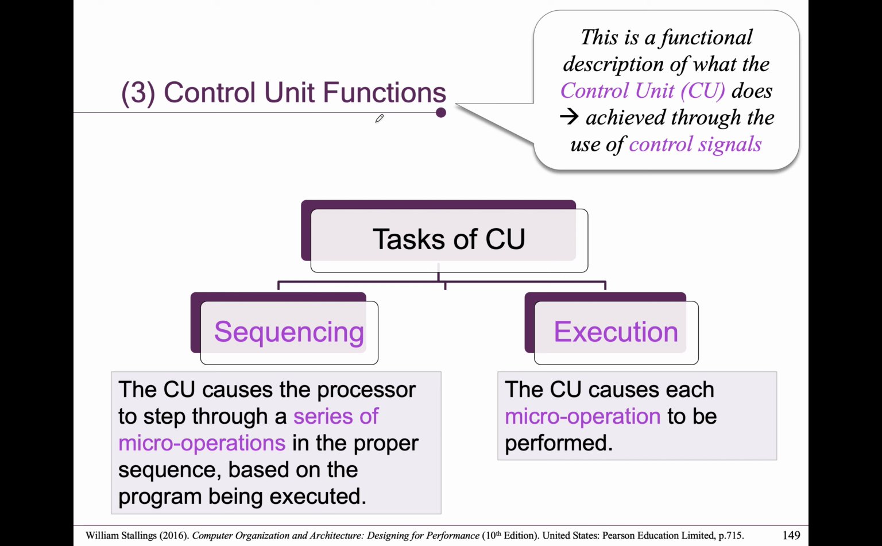Okay, under control unit functions, you can divide it into two main categories. These are the functional descriptions of what your control unit, or CU, does, achieved through the use of control signals. So you can see it can be divided into two main tasks, which are sequencing and execution. The CU causes the processor to step through a series of operations in proper sequence based on the program being executed. While for execution, the CU causes each micro-operation to be performed. So this is the task of your CU.